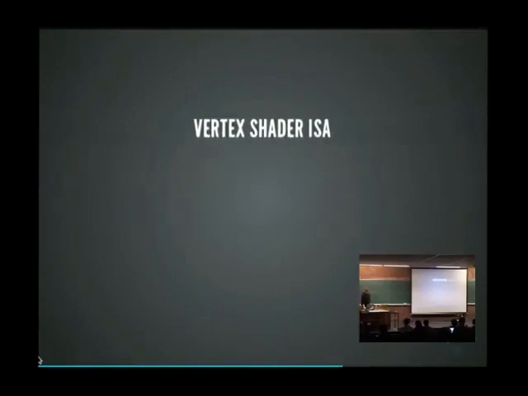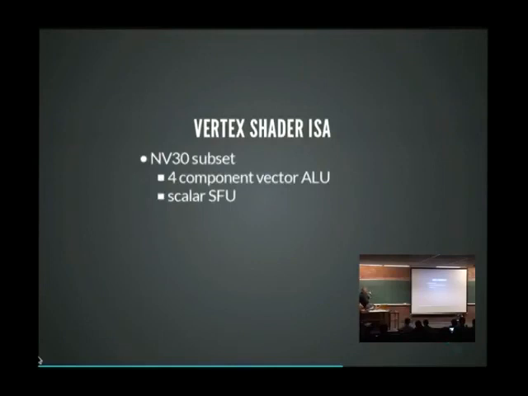All right, so the vertex shader instruction set is basically a subset of the NV30, which means that it can do 4-component vectors for normal ALU instructions, or single-component scalar SFU instructions, and it seems to be able to do those in parallel. Although I don't think I've ever seen the compiler generate that.